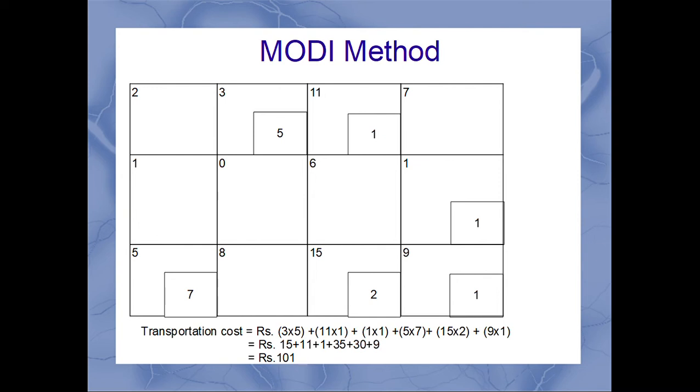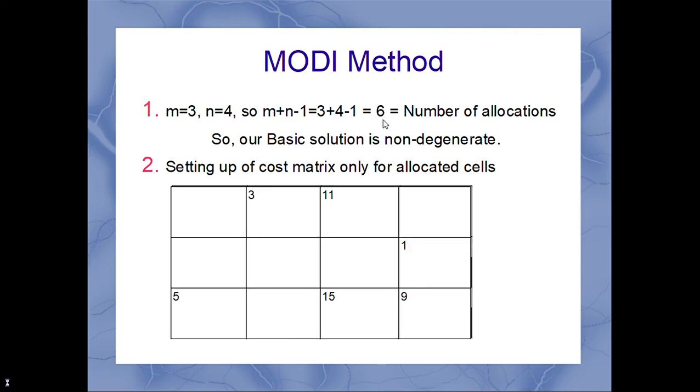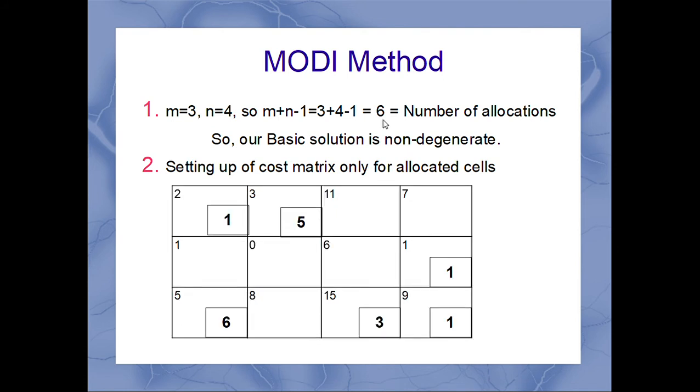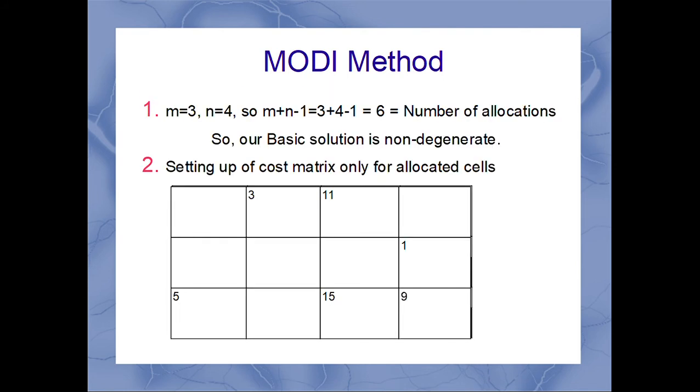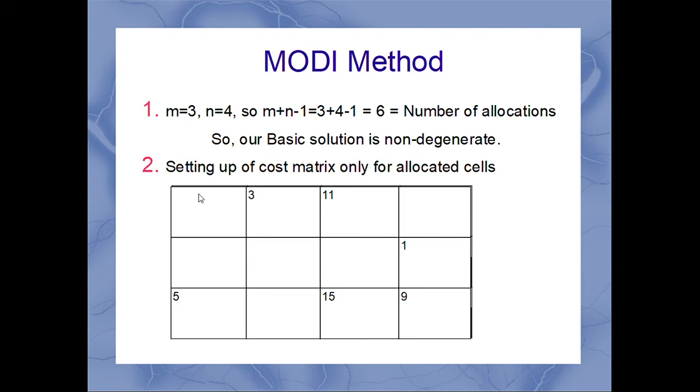Okay, for this new allocation we again have to check the steps. What are all the steps? First one, this we have already checked: here we have 6 allocations and m plus n minus 1 equals 6, so this is our non-degenerate solution. And what is the next step? Forming the cost matrix for allocated cells. So here we have allocated these values. For allocated cells we have taken the cost. In the previous step we had an allocation here, and our procedure changes the allocation to this cell.